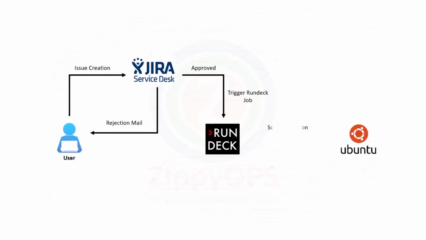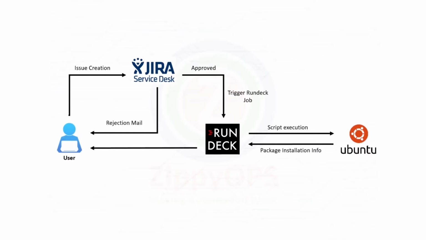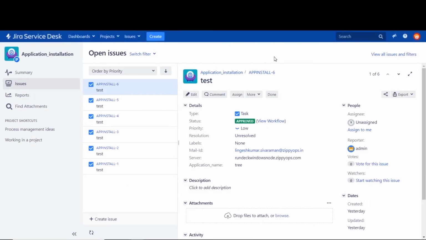In the next stage, the Rundeck job will execute a script that has an instruction to install the application on the Linux host machine based on the issue raised. Once the Rundeck job completes, an email is triggered to the user. Finally, an email for the completion of application installation on the Linux host machine is sent to the user. Let's see the pipeline in action.